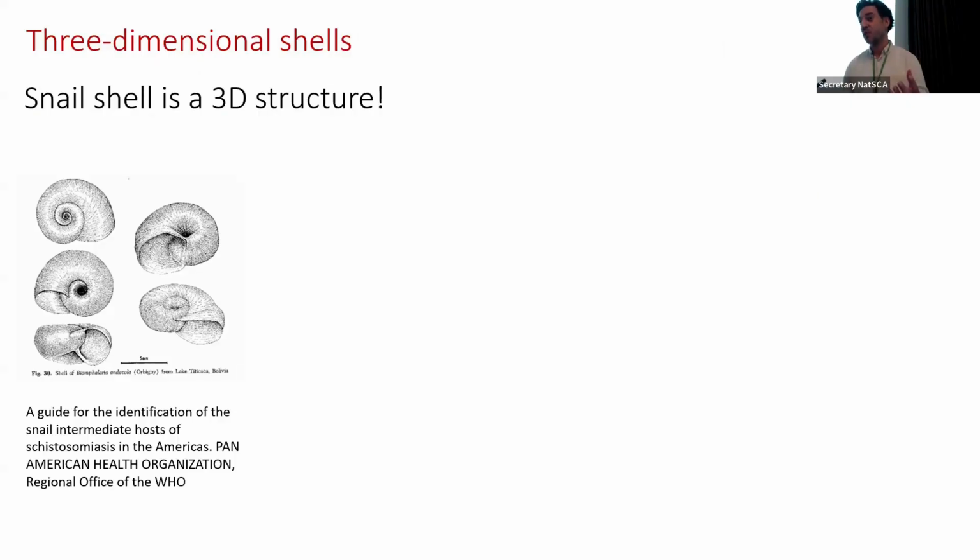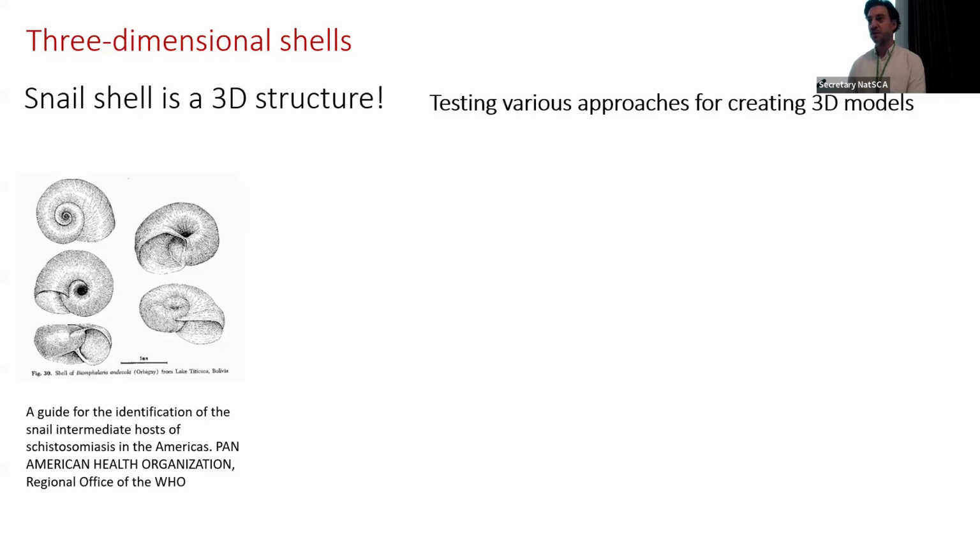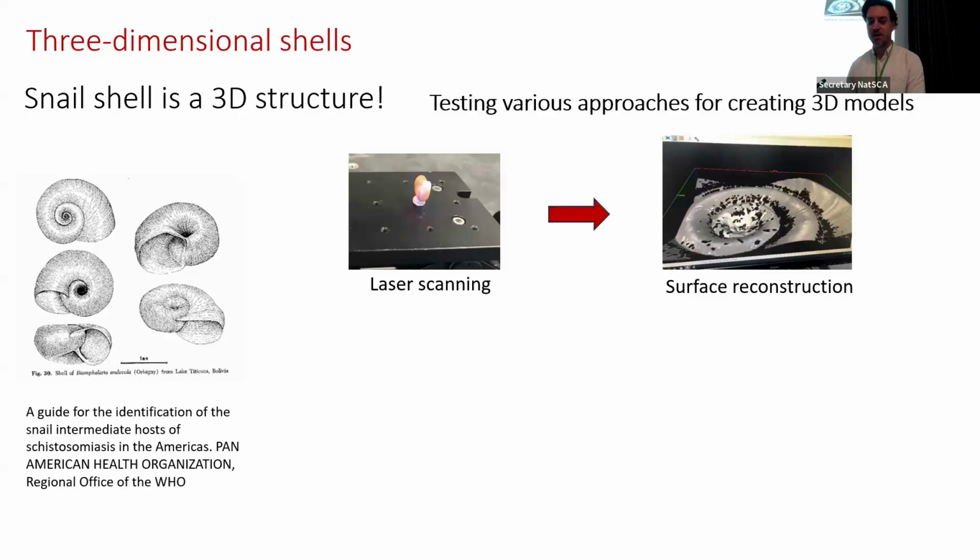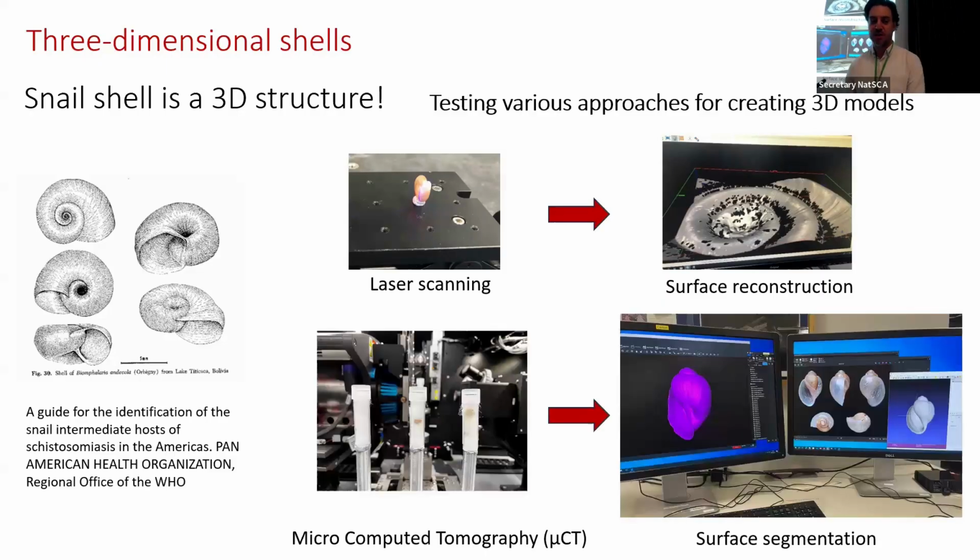It's very difficult to represent it on a photograph or in drawings. In some of the keys, obviously, people try to represent the shell by showing it from different angles. That's the best way you can do. So we were testing different approaches for creating the 3D models for digitization. We were playing with laser scanning to then reconstruct the surface, but ultimately we decided on micro-CT, which is, you can do a lot of scanning at the same time, and the resolution is very, very high.